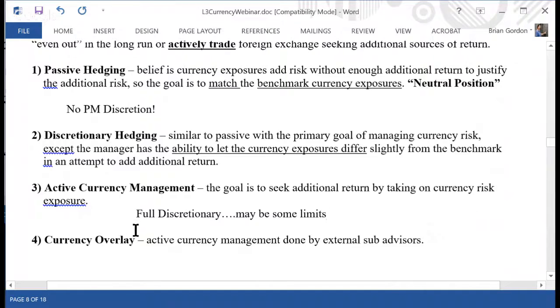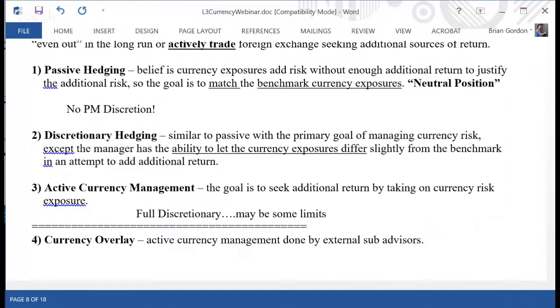Currency overlay, dropping this in here. I can just draw a line here, completely different. Currency overlay, all you're doing is looking at hiring an outside manager, an expert, someone who can actively manage the currency. They have the expertise. That's all. I don't think you're taking away any more from this.